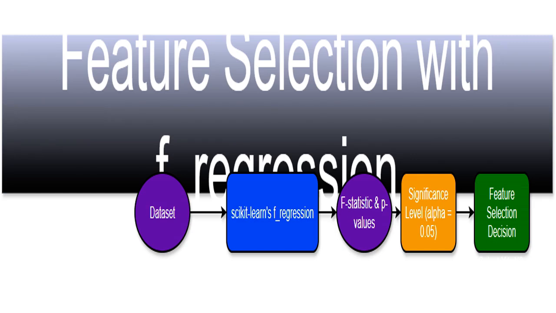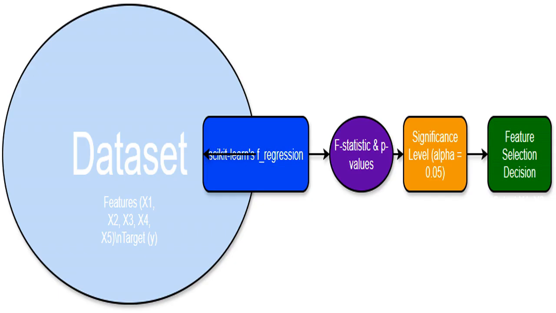I'm using the f_regression function from Sklearn, a powerful Python library for machine learning, to choose the best features for my regression model. This is an important step because including irrelevant features can confuse the model and hurt performance. I have a dataset with 5 features, x1, x2, x3, x4, and x5, that I think might help predict my target variable, y. I need to figure out which features are actually useful.